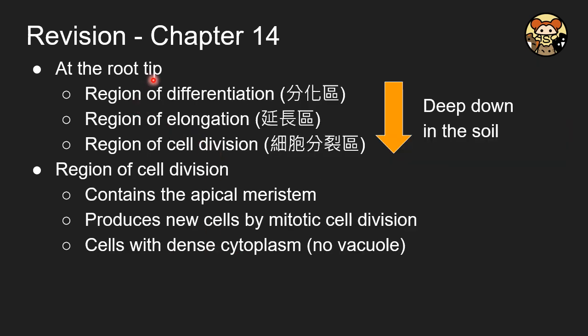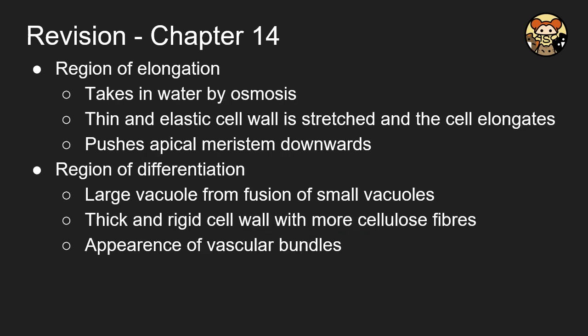So let's focus on the root first. So in the root from top to down, that is the very tip of the root, we have the region of differentiation, region of elongation, and also region of cell division. As for the region of cell division, it contains the meristem, so it continues to produce new cells by mitotic cell division. And because the cells are very condensed, it doesn't even have a vacuole.